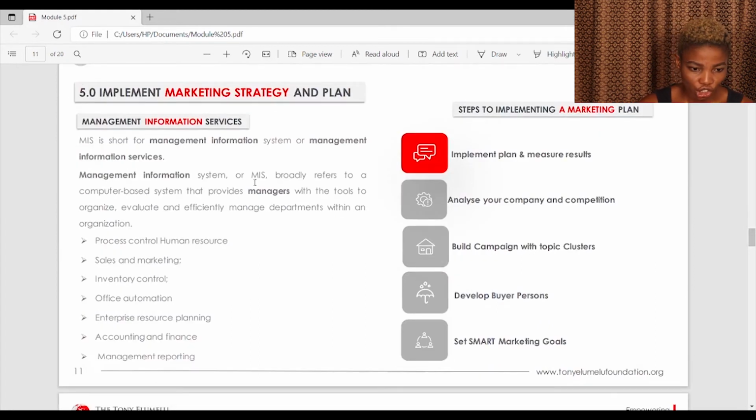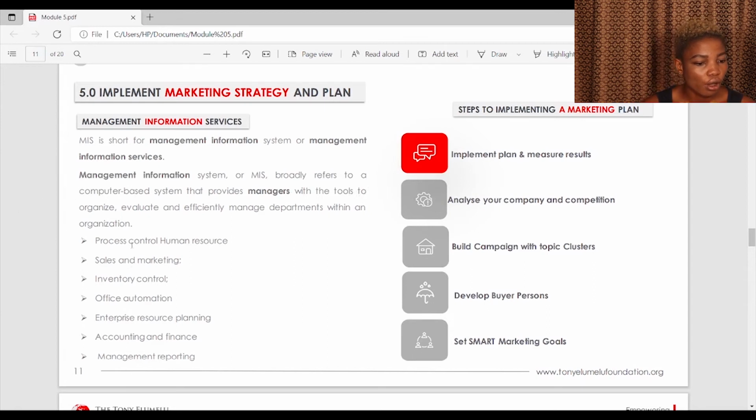Implement marketing strategy and plan. Management Information Service. MIS is a short form for Management Information System or Management Information Service. Management Information System, or MIS, broadly refers to a computer-based system that provides managers with the tools to organize, evaluate, and efficiently manage departments within an organization.